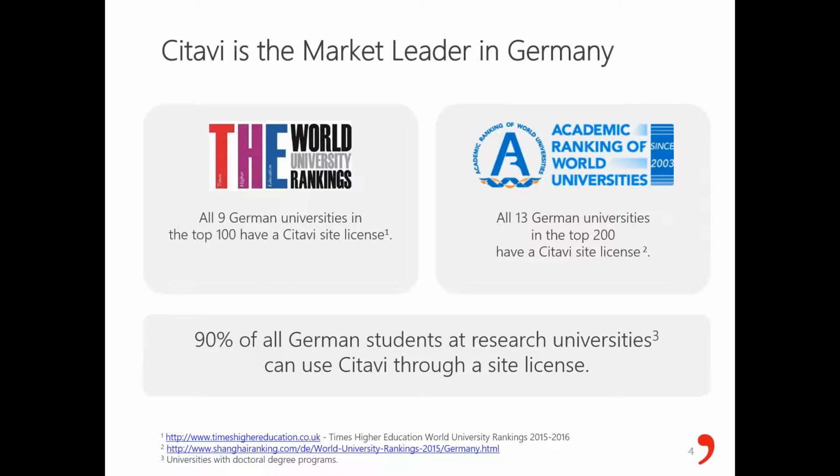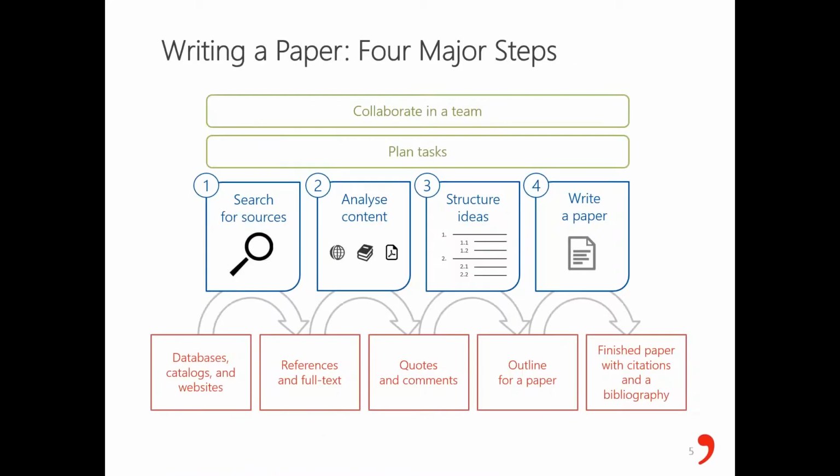So what does Citavi do exactly? It supports students, faculty, and researchers in writing papers and books, in almost any kind of project they would be working on. It helps in the search for sources, at the beginning of the research process, when you're looking for different sources and topics. It helps with content analysis, when you take a source and you're reading it and trying to pull out the information that would be useful for your own work.